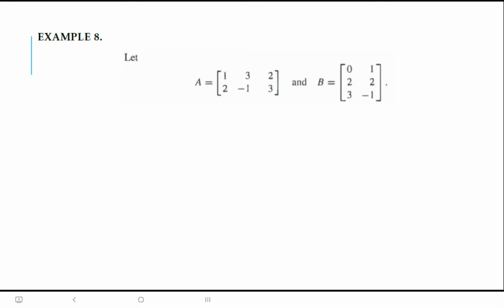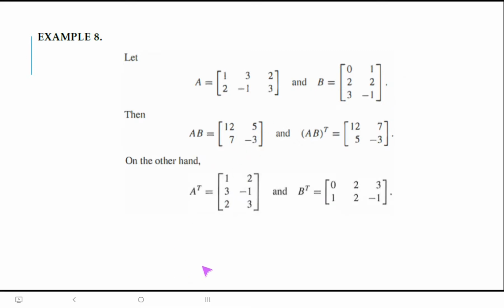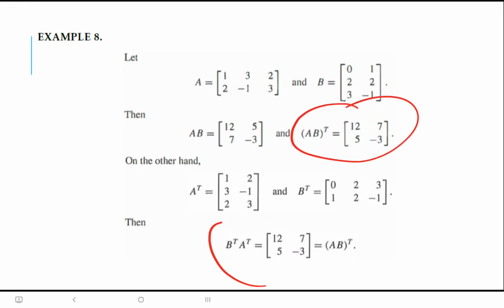Okay, and then another example, we have A and B, and then computing for A, B, and then getting the transpose, we get this one. Okay, so 12, 7, 5, negative 3. And then, if we get A transpose and B transpose, tapos ito yung pinag-multiply natin, B transpose times A transpose, which is just equal to this one. So, ito at saka ito ay pareho lang. Thus, again, verifying the previously stated property.